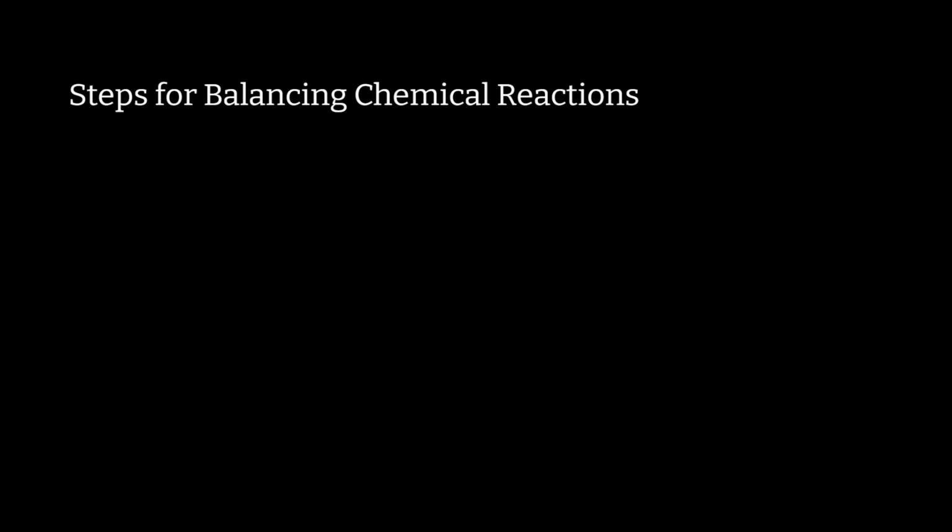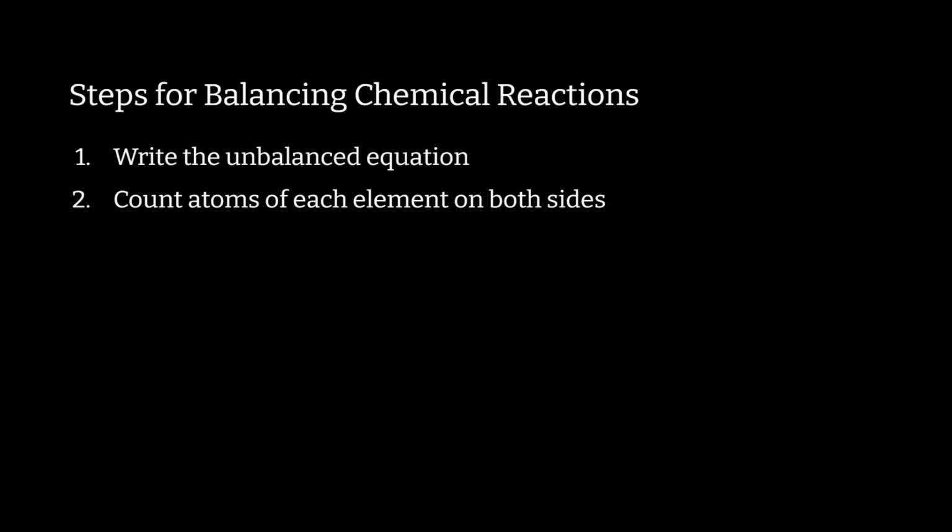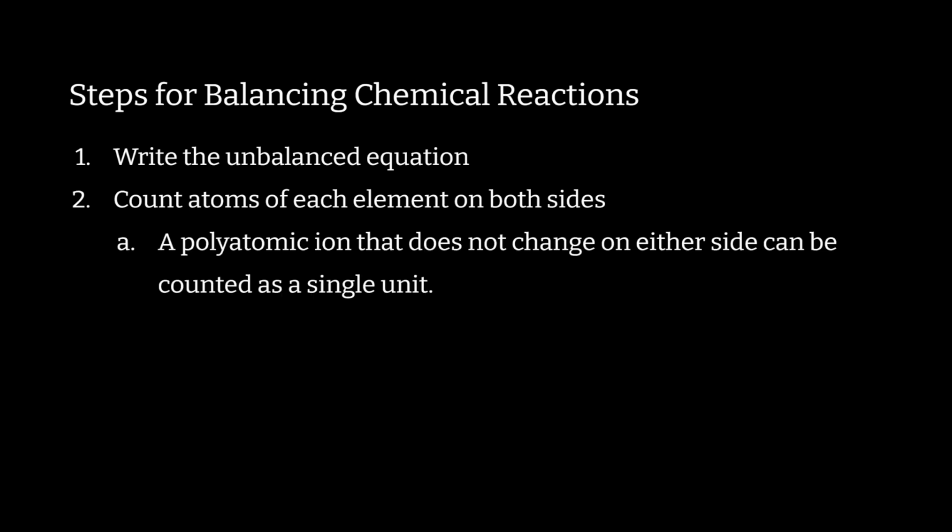Now that we know the basics for counting our atoms or polyatomics, let's get into the idea of balancing chemical equations. So our first step is that we're going to write the unbalanced equation. We are then going to count the atoms of each element on both sides, remembering that a polyatomic ion that does not change on either side can be counted as a single unit. So we are going to keep our polyatomics together if they are the same.